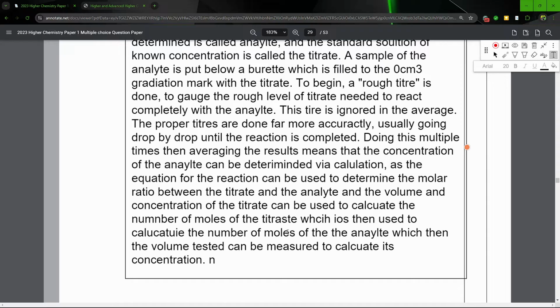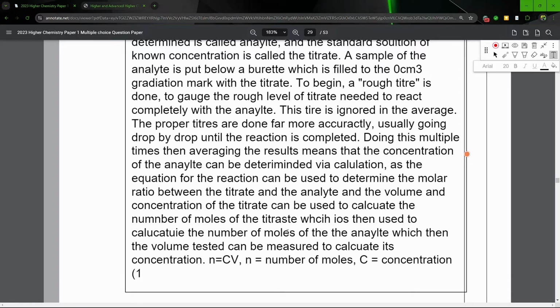So best thing to do here, basically in chemistry and especially for physics, if you're doing these things, make sure you put our equation in. So I'm going to be using n equals CV because that's what we've been using, and then we're going to define the terms. n equals number of moles, C equals concentration, and we're going to put in the units, which is moles per liter, and then volume, liters.